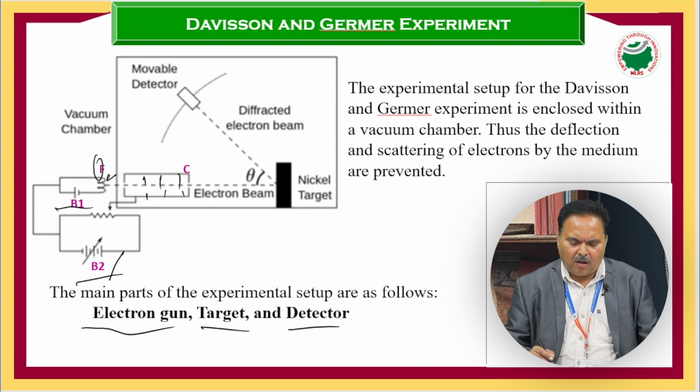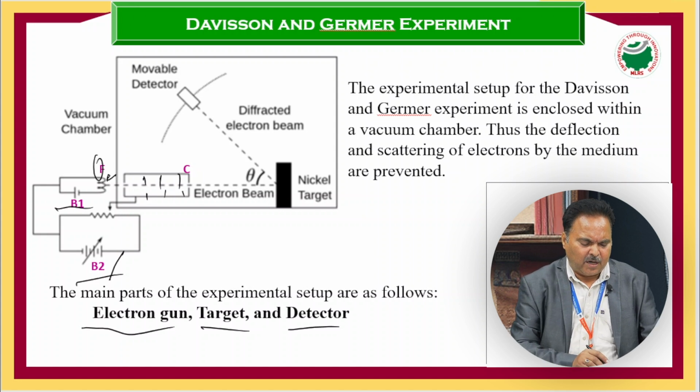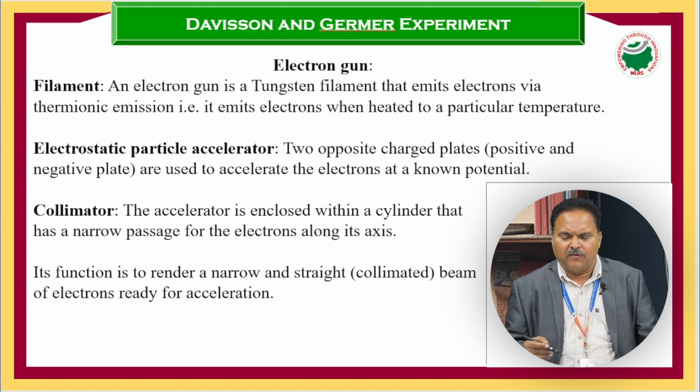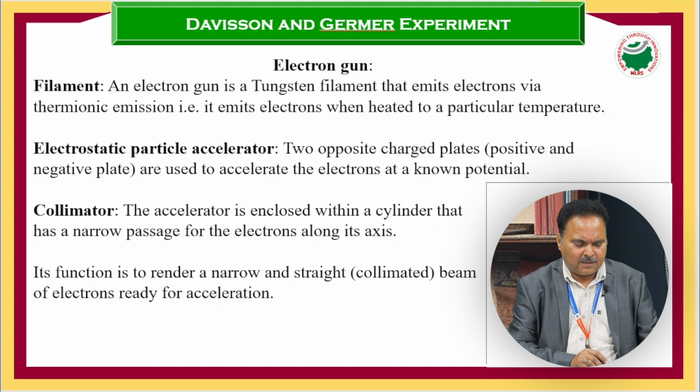Now we will study how the experiment is set up and how it behaves. The electron gun contains a filament and an electrostatic particle accelerator, which gives a constant potential. Then the collimator, as we saw earlier, produces a very thin electron beam, which is incident on the target. That is the electron gun part.